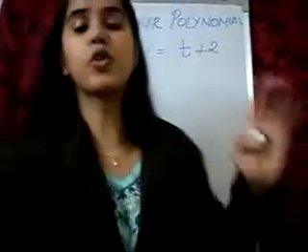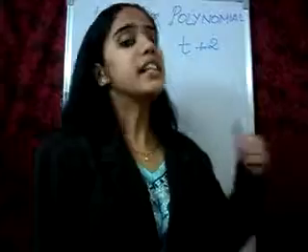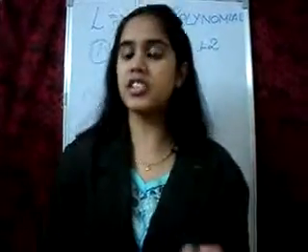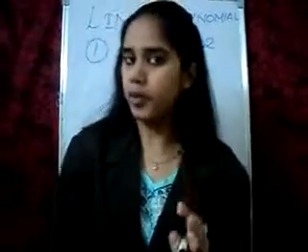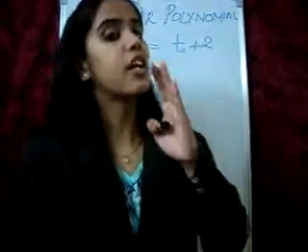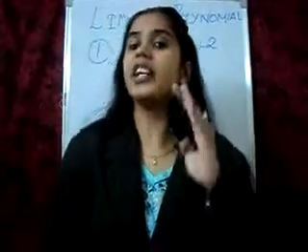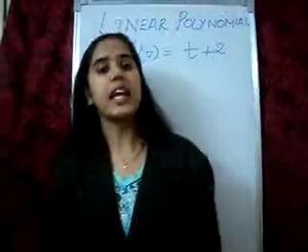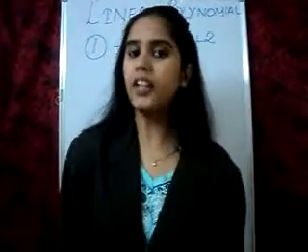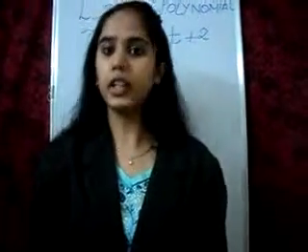F of t equal to t plus 2. In this polynomial, we have considered t as a variable and the power of t is 1. So this is a linear polynomial, because any polynomial with degree 1 is called a linear polynomial.